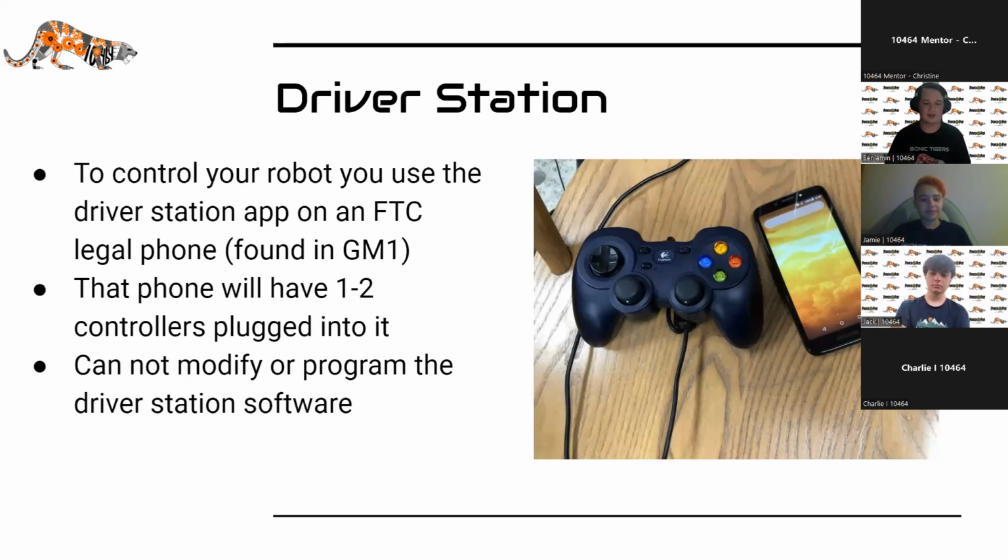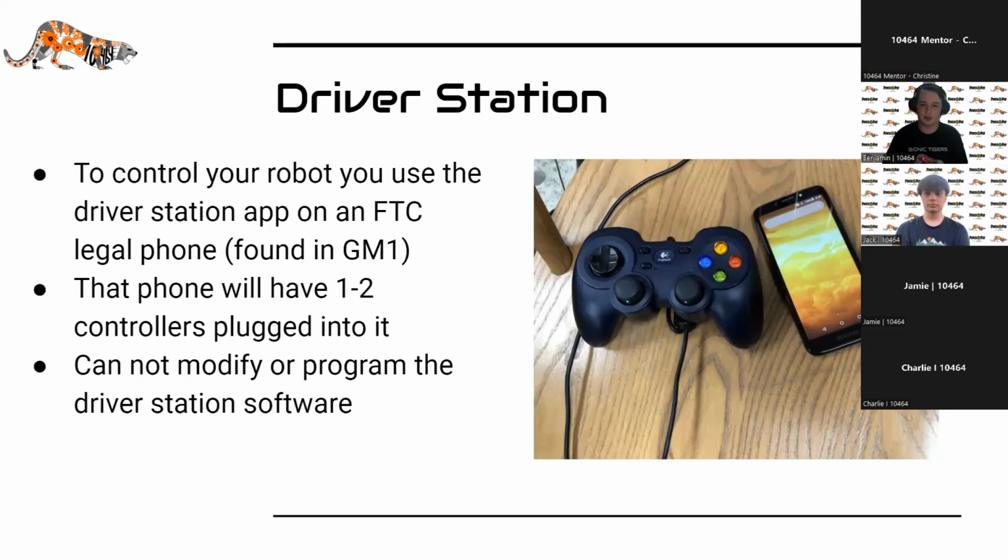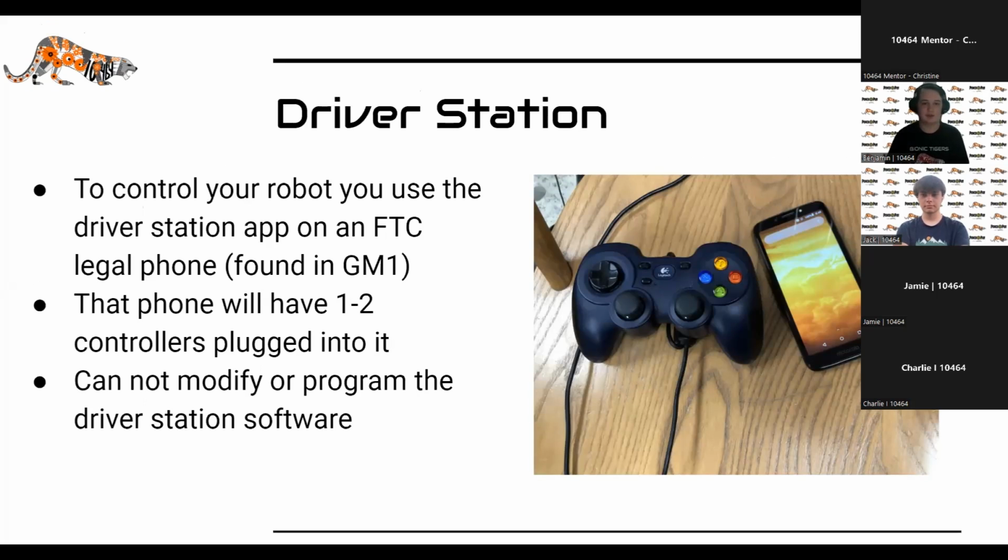So the thing that you actually use to control your robot and connect to the expansion hubs or control hub that's on the robot is the driver station. So this is an app that you can download onto any phone, and you need an FTC legal phone, obviously, which are gone over in Game Manual 1, which actually just was released yesterday, I'm pretty sure. So you can check that to make sure that you have a legal phone for FTC.